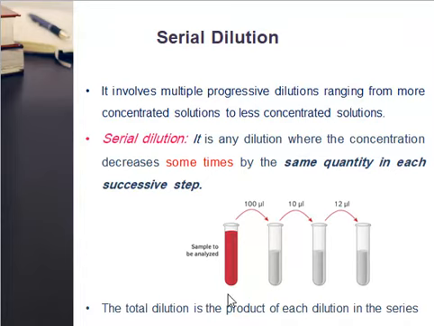The total dilution at the end of this serial dilution is the product of each dilution in each tube in the series. So the total or final dilution is the dilution of tube 1 multiplied by the dilution of tube 2 multiplied by the dilution of tube 3.